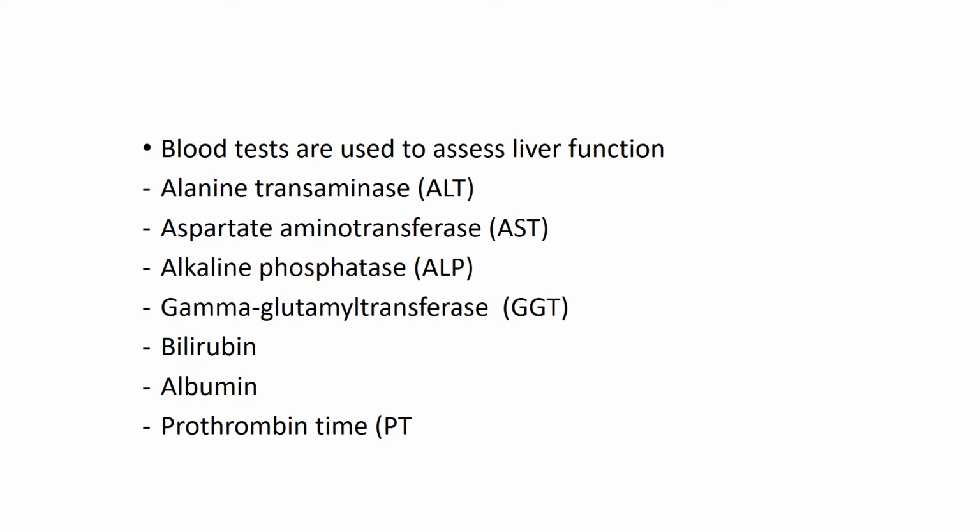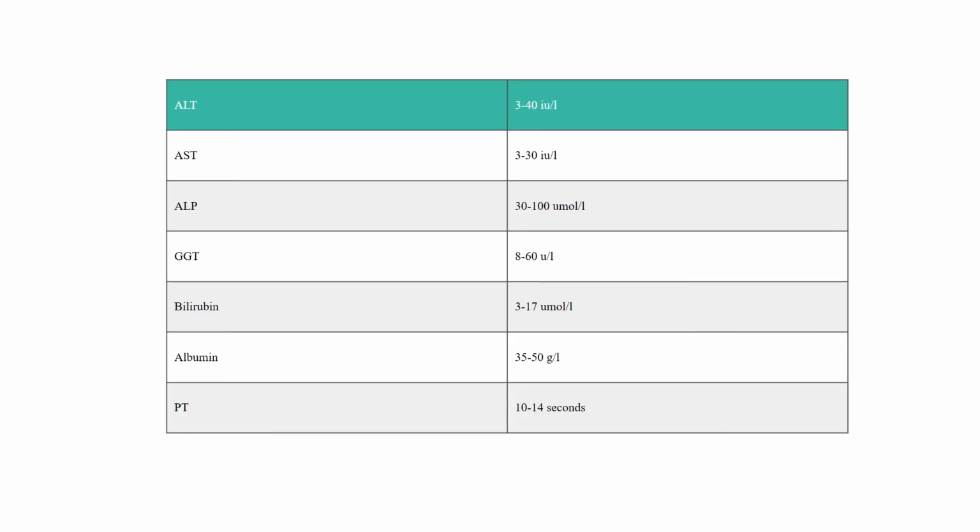Blood tests are used to assess liver function. The lab will be looking at the alanine transaminase, aspartate aminotransferase, alkaline phosphatase, gamma glutamyl transferase, bilirubin, albumin, and prothrombin time. These are the normal values of ALT and the rest. ALT normal value between 3 to 40, AST between 3 to 30, ALP between 30 to 100, GGT between 8 to 60, bilirubin 3 to 17, albumin between 35 to 50, and prothrombin time between 10 to 14 seconds.